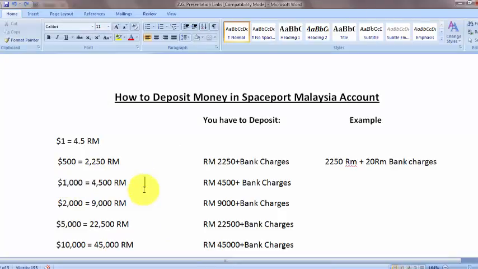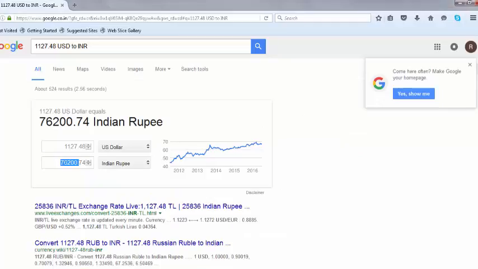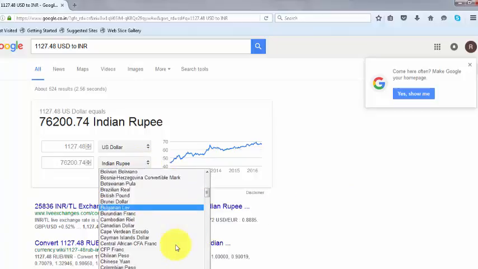So what you have to check? You have to check the exchange rate and include it first. This is based upon as of now. So 4,500 RM includes the exchange rate, plus bank charges. You have to include that. As I showed you, you can do it in your currency. First convert it into your US dollars, and then from there convert it into your own currency.